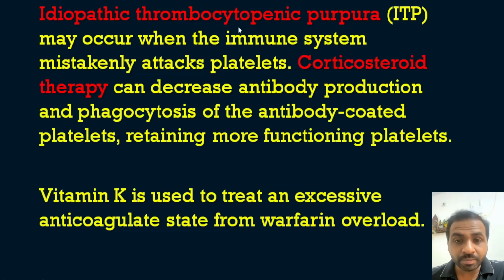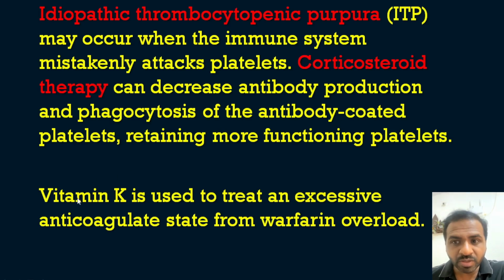Idiopathic thrombocytic purpura, otherwise known as ITP, may occur when the immune system mistakenly attacks the platelets. It's an autoimmune disease, so steroids play a vital role. Corticosteroid therapy can decrease the antibody production and phagocytosis of the antibody coated platelets, retaining more functioning platelets. That is the reason why we are giving corticosteroids in idiopathic thrombocytic purpura, because it is an autoimmune disease.